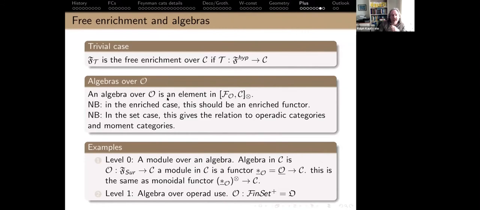If it's an algebra over O, then as I said before, it's just something which is a strong monoidal functor from FO. This should be an enriched functor. So if my O was like the vector spaces, then this should be a functor in vector spaces. Everything is enriched over vector spaces. You can do that. In the set case, it gives the relation to operadic categories and modular categories. So they don't work in the enriched settings. And at level 0, as I promised, you get a module over the algebra.